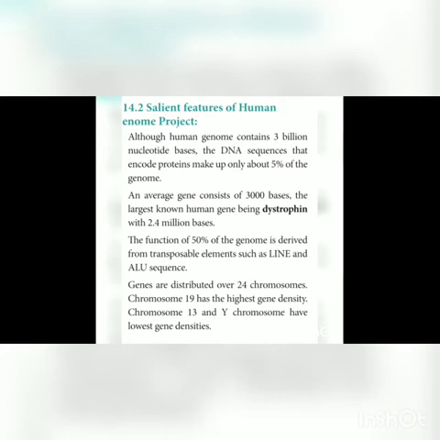Genes are distributed over 24 chromosomes. Chromosome 19 has the highest gene density. So which chromosome has the highest gene density? Chromosome 19. Chromosome 13 and the Y chromosome have the lowest gene densities. The lowest gene density is chromosome 13 and the highest gene density is chromosome 19.